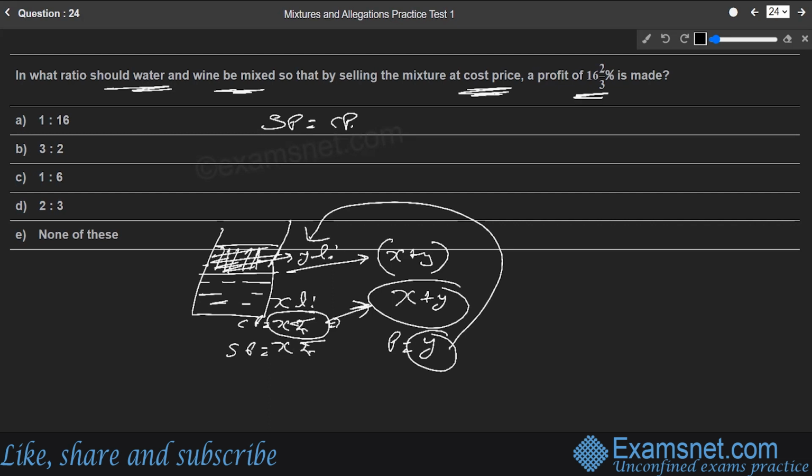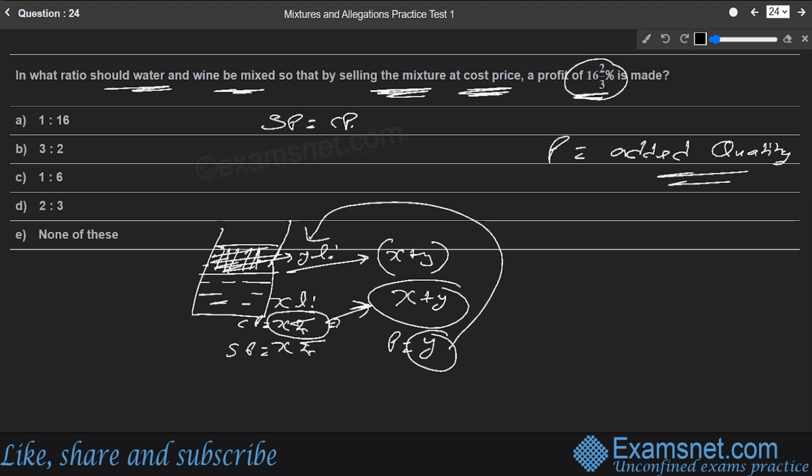Now what does the question say? The ratio of water and wine is to be found out, so that by selling the mixture at cost price, the profit is 16 2/3%. So profit is nothing but the added quantity value, because that's what is giving you the profit. Otherwise, you would not have any profit because you are selling the things at cost price only. So the quantity added is nothing but your profit.